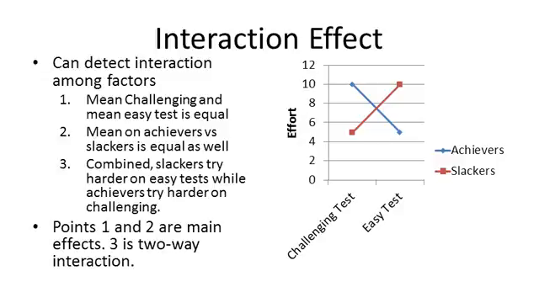But when they're combined, then we can see that slackers try harder on easy tests while achievers try harder on challenging tests. So basically points 1 and 2 are the main effects, and 3 is a two-way interaction of those two effects. So what we will be interested in is which of these effects is significant and if the interaction is significant.